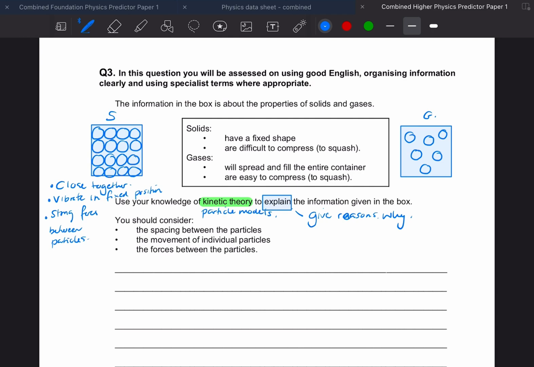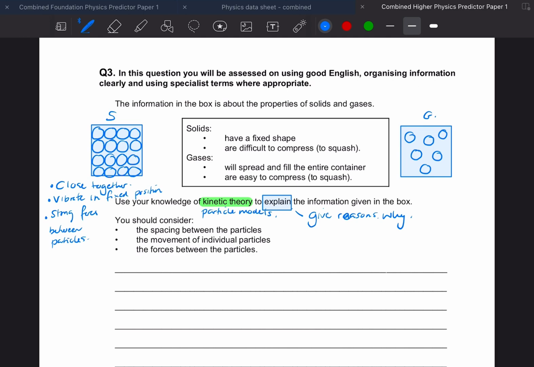You might wonder why I'm writing it here and not on the answers. That's because I'm coming up with a plan. When I start to write my answer, I want to spend some time thinking about this so I can tick these off and make sure that I've covered all these points. And this isn't the explanation. This is just the description of the particle model. So I'm going to use this description in order to explain what's in the box.